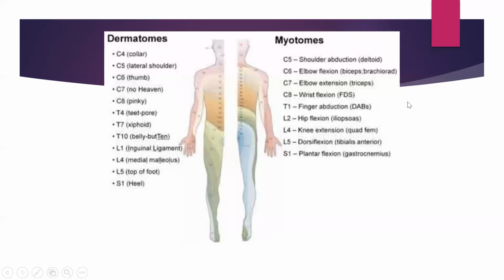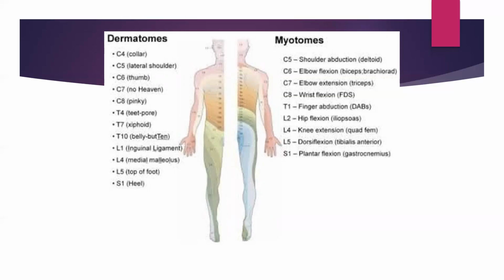The dermatomes are: C for collar, C5 the lateral shoulder, C6 for the thumb, C7 heaven, C8 for the pinky finger, T4 for the nipple line, T7 for the xiphoid process, T10 for the belly button, L1 for the inguinal ligament, L4 for the medial malleolus, L5 at the top of the foot, S1 for the heel.